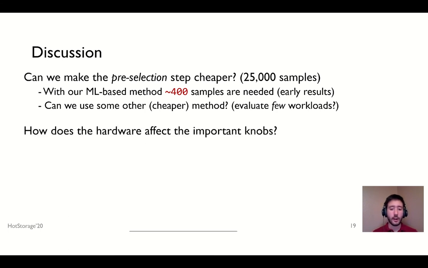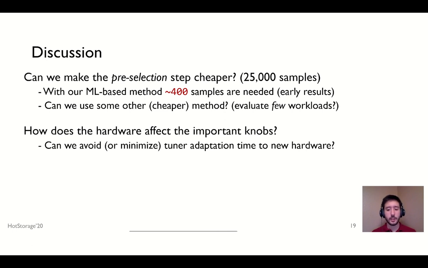Another interesting point is how can we identify the impact of hardware on the set of important knobs. If we conducted the same set of experiments on a cloud machine, would the set of important knobs change? And if it didn't really change, or there was a significant similarity between the important knobs, we can exploit that in order to minimize the time that the tuner takes to adapt to new hardware.